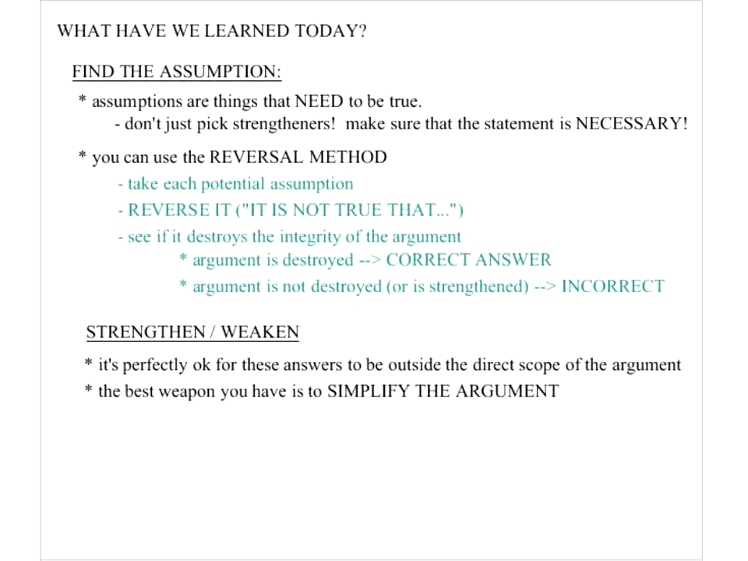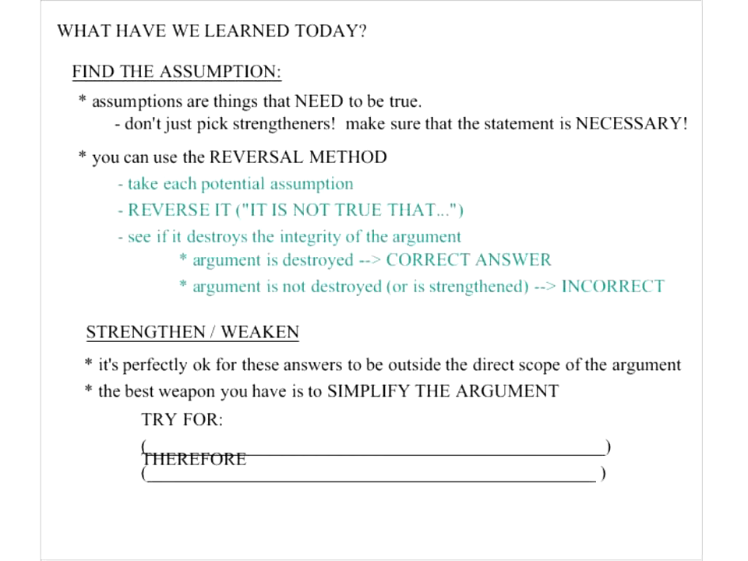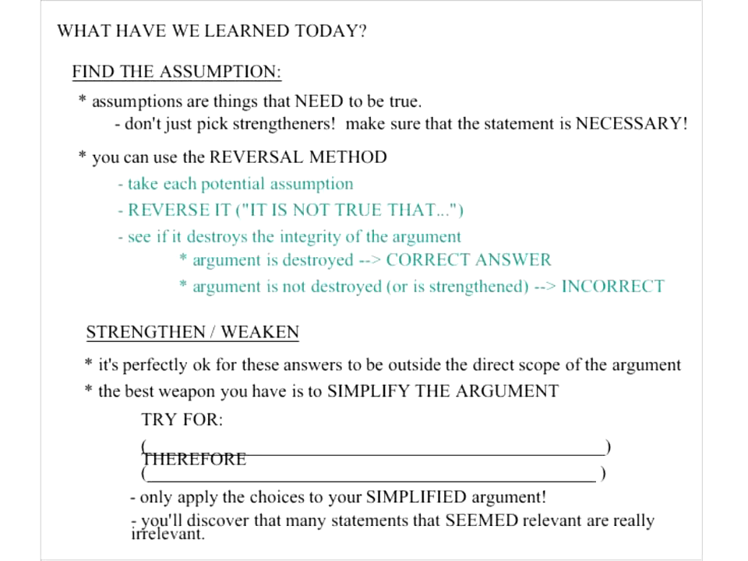When you do that, try for one line, therefore one line. And then only apply the choices to your simplified argument. If you do this, you'll suddenly discover that many statements that seem relevant are really not relevant. So these are the main points that we've learned today.